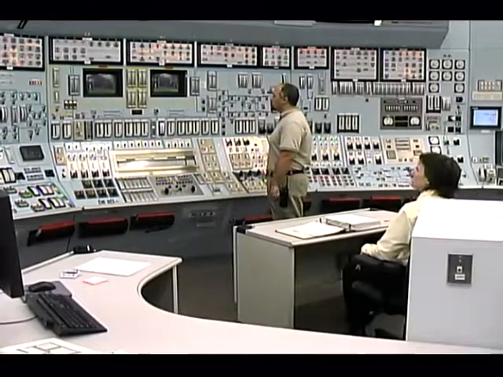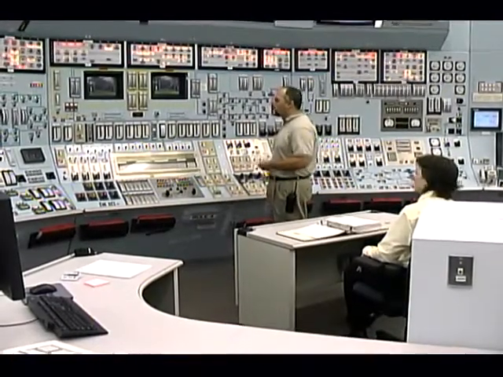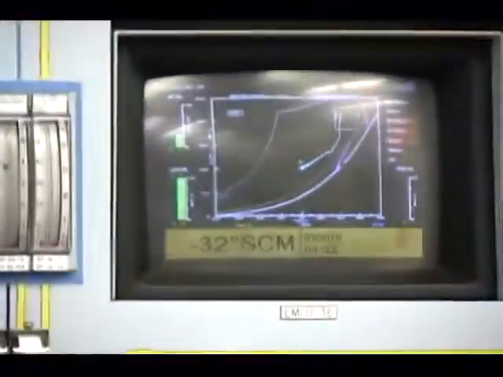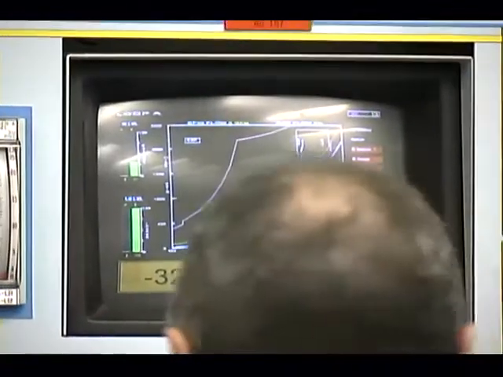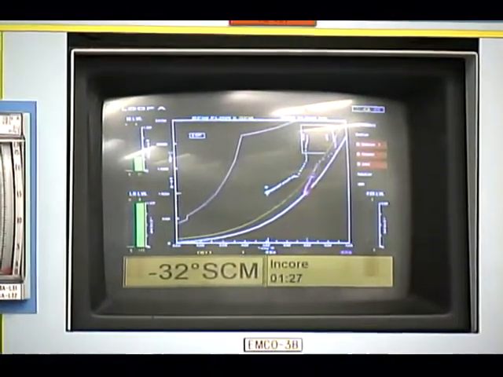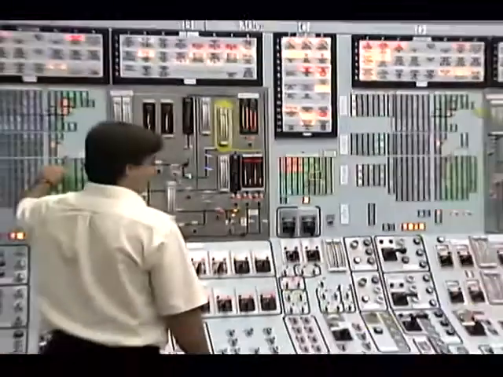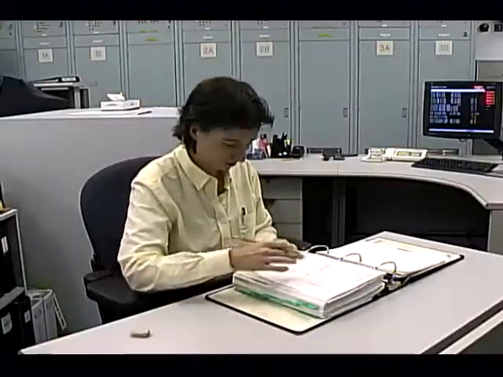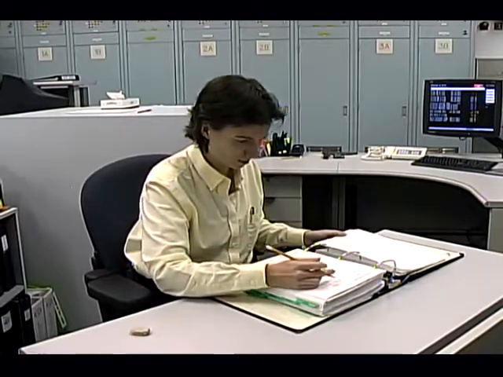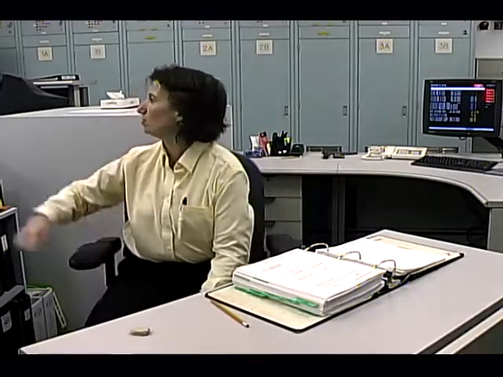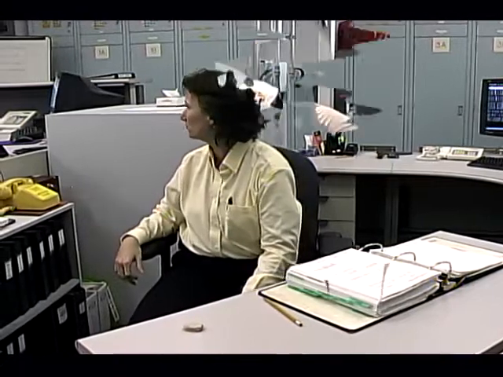Do we have inadequate subcooling margin? We have an adequate subcooling margin. I agree, we have inadequate subcooling margin. Understand. Attention, the control room. We are entering emergency operating procedure number 3, inadequate subcooling margin. Understand. It appears I don't have a page of EOP3, inadequate subcooling margin. Tony, could you find me a copy of EOP3, inadequate subcooling margin, please?